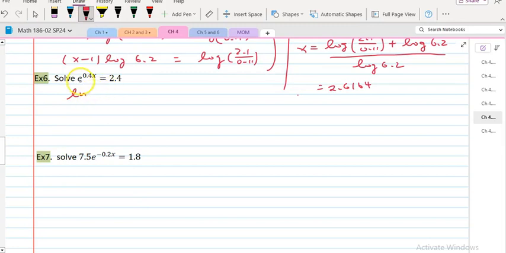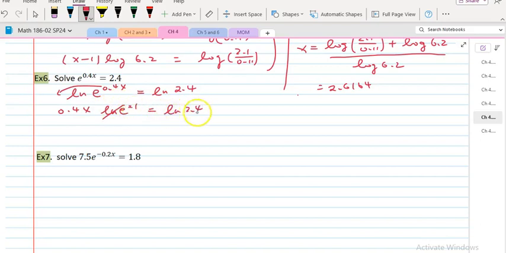Ln on both sides. This is one base, one exponent, one number. So I'm ready to do it. E to the 0.4x is equal to ln 2.4. The goal of adding ln is so that 0.4x can move out. 0.4x ln e, which is just 1, is equal to ln 2.4. You can see that it's so easy to do.